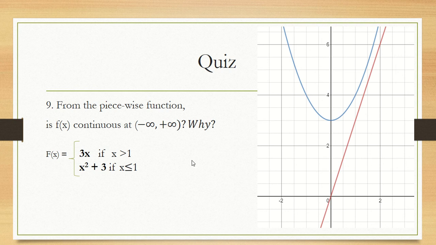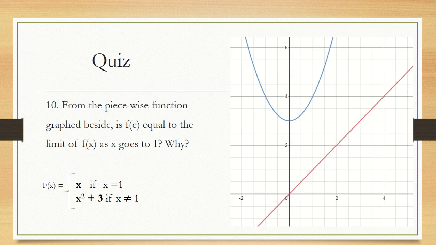Is that continuous or not continuous? Kasi pag continuous, continue lang. Pag not continuous, it means gibalhin nimo. And for number 10, from the piecewise function graphed beside, is f of c equal to the limit of f of x as x goes to 1? So, kung x equals to 1, f of x equals x. And if x is not equal to 1, you've got x squared plus 3, and this one is the graph.